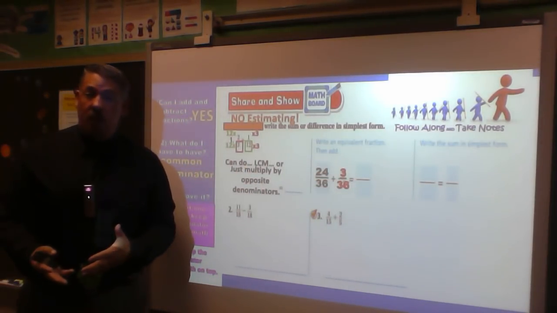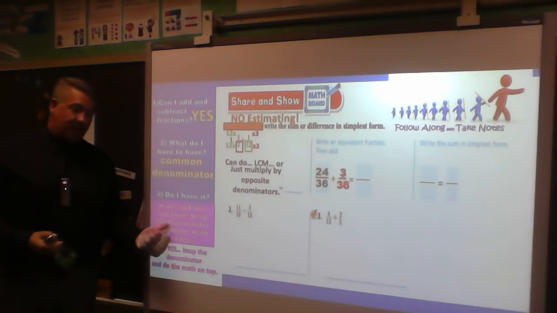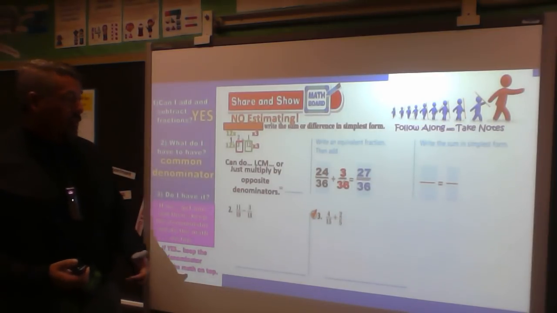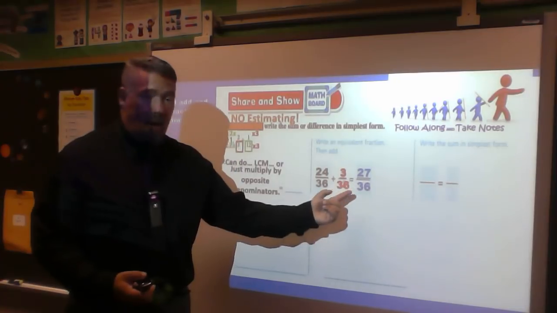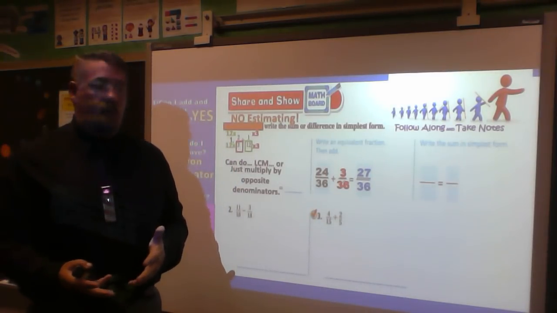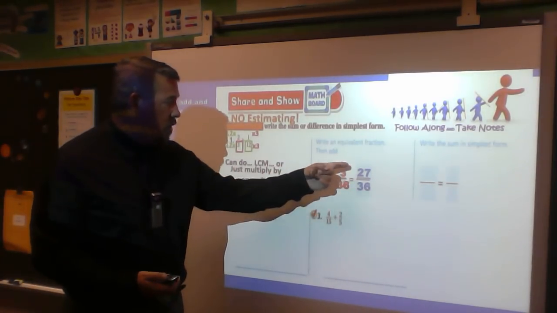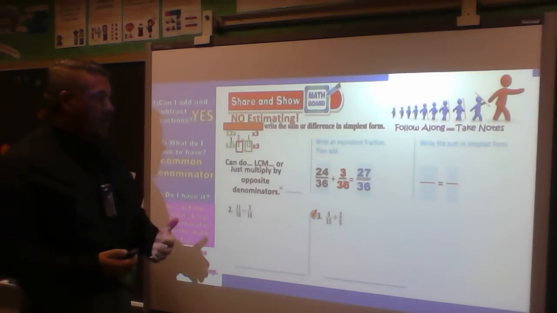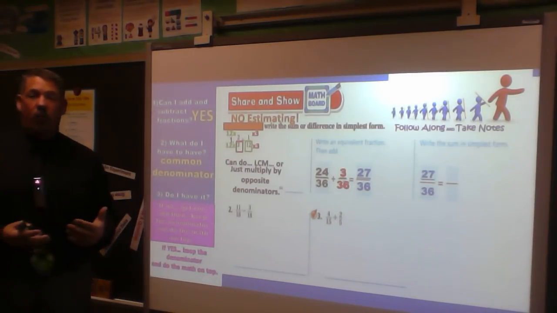Once I have the common denominator, what do I do? I simply keep it so I can then do my math. So I kept my denominator of 36, and then I add my numerators. 24 plus 3 is 27. Then once I've done that, I see if I can reduce it.